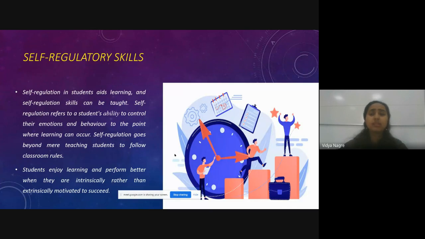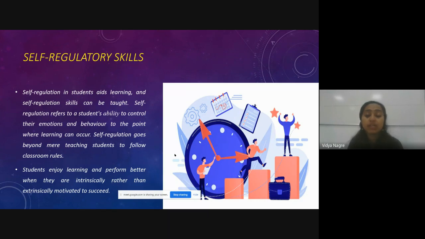Self-regulatory skills. This might be a relief for a teacher. At the same time, it will activate the learning happening, the learning level also, and the learning consistency in the classroom. Self-regulation in students aids learning, and self-regulation skills can be taught. Self-regulation refers to a student's ability to control their emotions and behavior to the point where learning can occur. Self-regulation goes beyond merely teaching students to follow classroom rules. Students enjoy learning and perform better when they are intrinsically rather than extrinsically motivated to succeed.